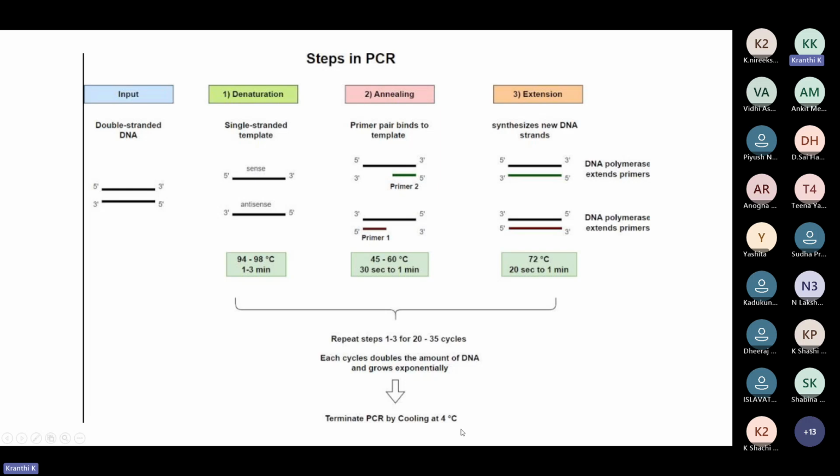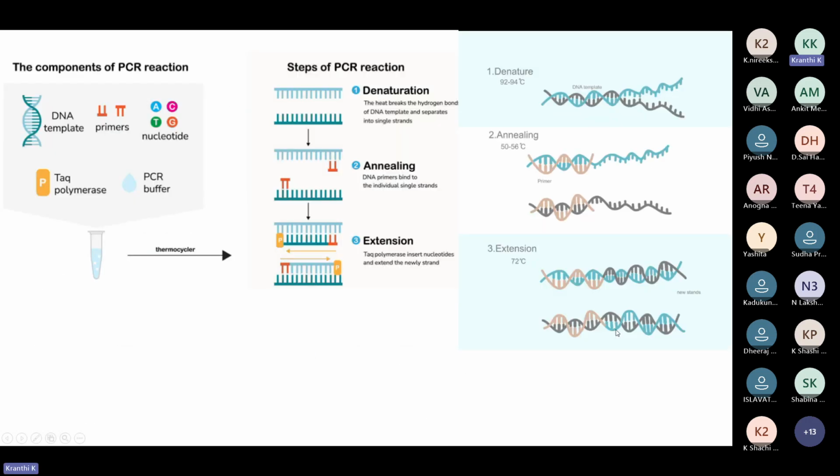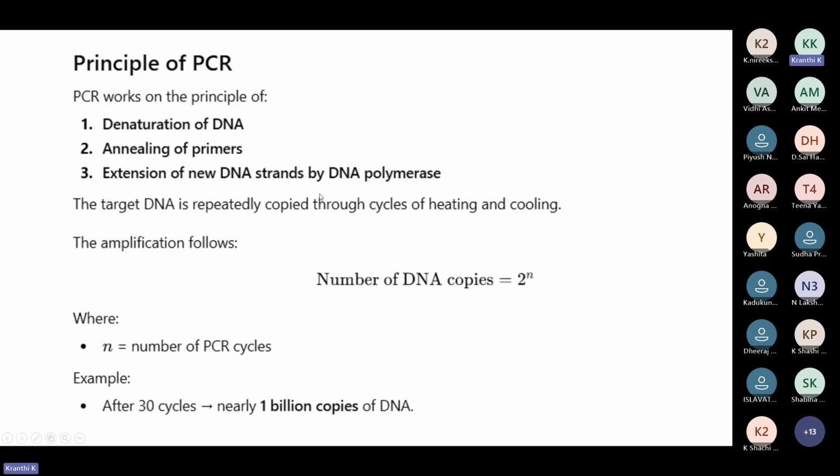All right. So terminate the PCR by cooling. If you cool to 4 degrees, then automatically the PCR will be stopped. Because once we have millions of copies, you change the temperature to 4 degrees. Then denaturation, annealing, or extension, whatever is going on, will get stopped. Okay, so this is the PCR. See this denaturation, annealing, extension of new strands. The target DNA is repeatedly copied through cycles of heating and cooling.